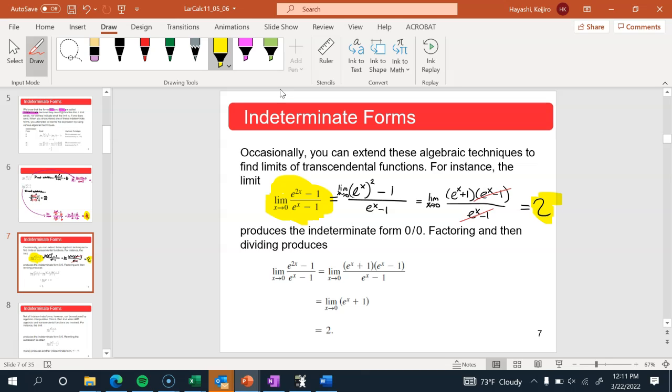Right, so you can do some of these same algebraic tricks on a limit, even if the limit itself is not algebraic in nature. And technically this just counts as a transcendental function because it's got that exponential in there. Okay. So this sort of thing can happen too. But there are situations. Oh, right.